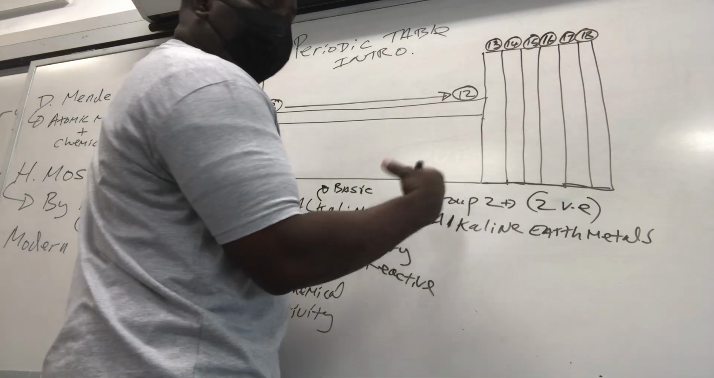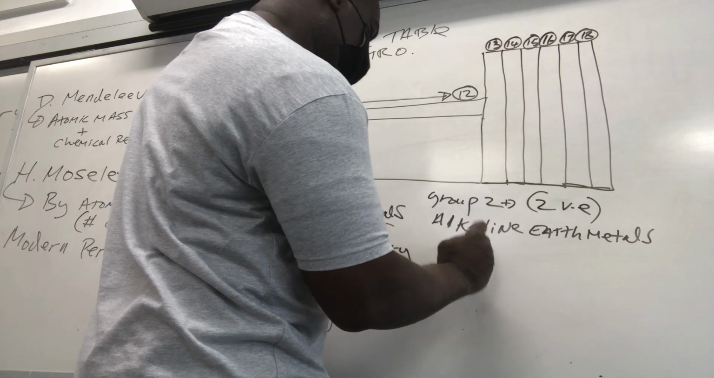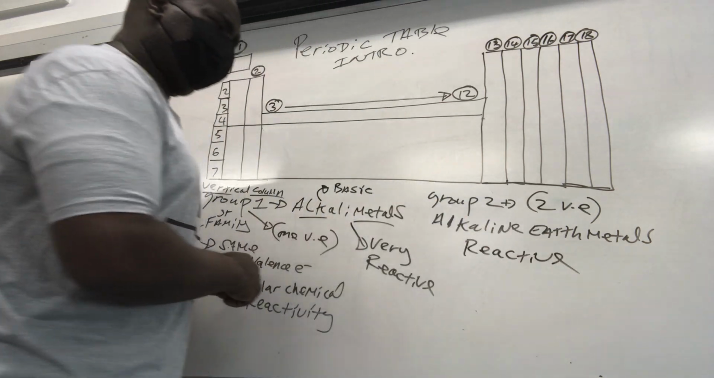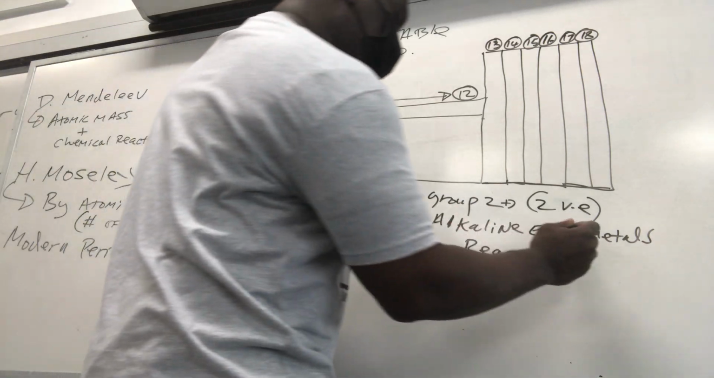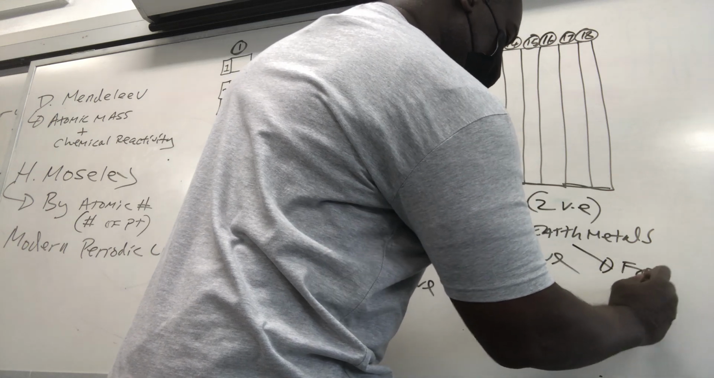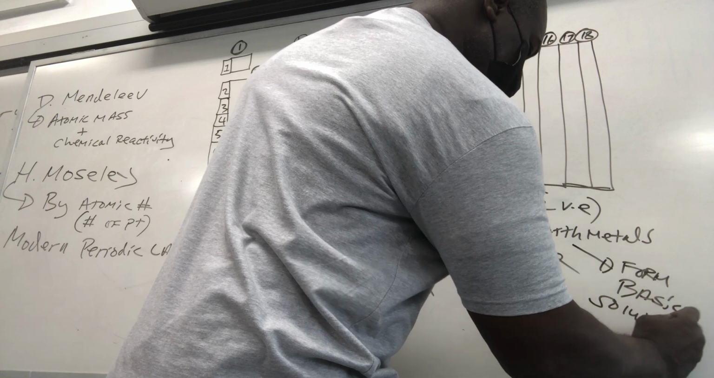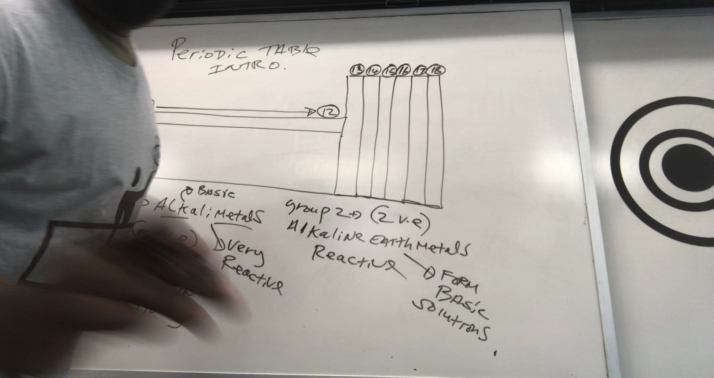Group 2 metals are also reactive, but not as much as group 1, right? So I'm just gonna put reactive. They're reactive, okay, not as much as group 1, but you know, decent reactivity, okay? And they also form basic solutions. Alrighty, all right, so we're moving on. So we got group 1, group 2.